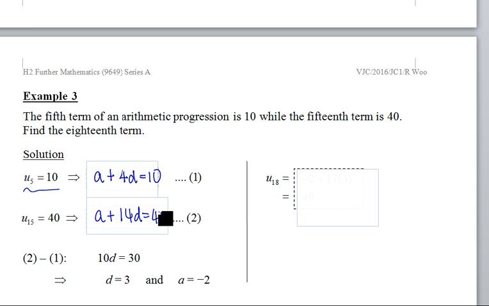You have two equations, two unknowns, and this is a very easy two equations to solve. Whether you want to use GC to solve, also can. You don't know how to use GC to solve simultaneous equations? Yes, right, but actually don't need that. So easy to eliminate. I don't even want to use GC. Take this minus this, you get 10d equals 30, d equals 3, a equals minus 2. All right. Therefore, to get the 18th term, it's just minus 2 plus 17 times 3. Therefore, your answer is 49.